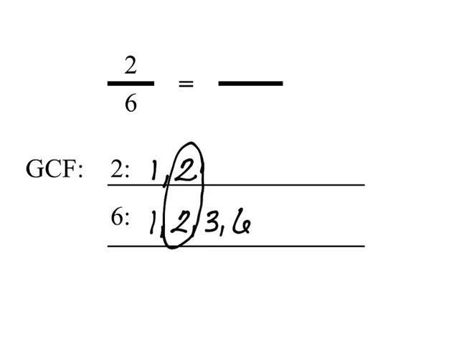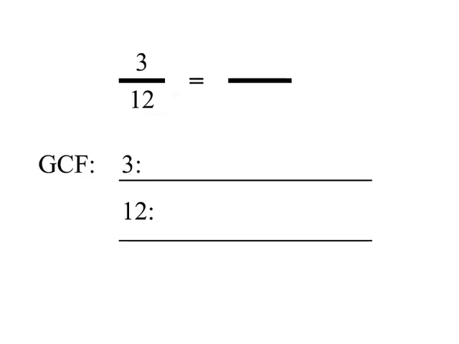Now, to simplify my fraction, I need to take the greatest common factor of the two numbers and divide both my numerator and my denominator by the GCF, which in this case is 2. So 2 divided by 2 is 1, and 6 divided by 2 is 3.